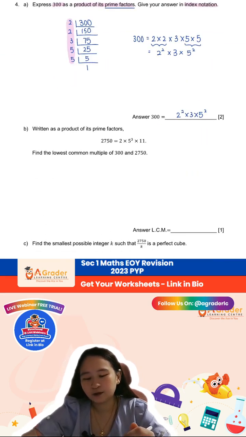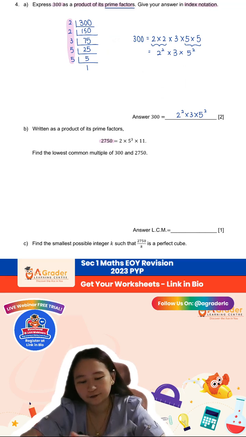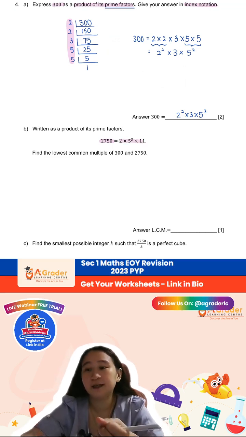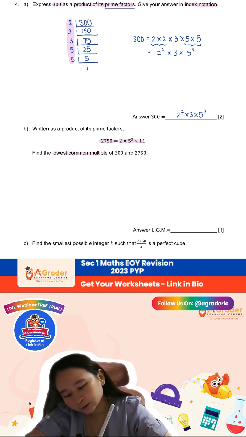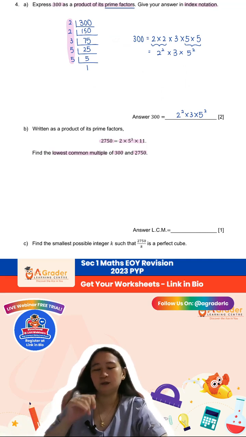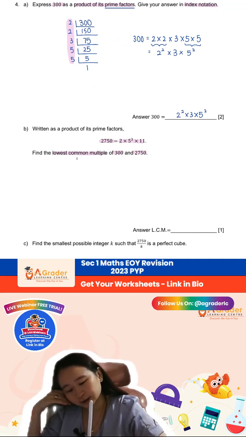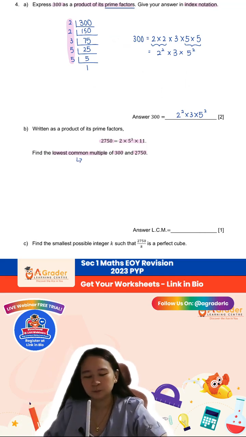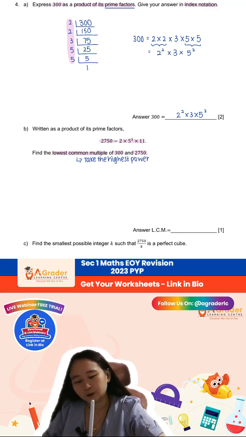Written as a product of its prime factors. So they tell you that 2750 is 2 times 5 to the power of 3 times 11. Find the lowest common multiple of 300 and 2750. So when they're asking for the lowest common multiple, we will always take the highest power of all the prime factors.